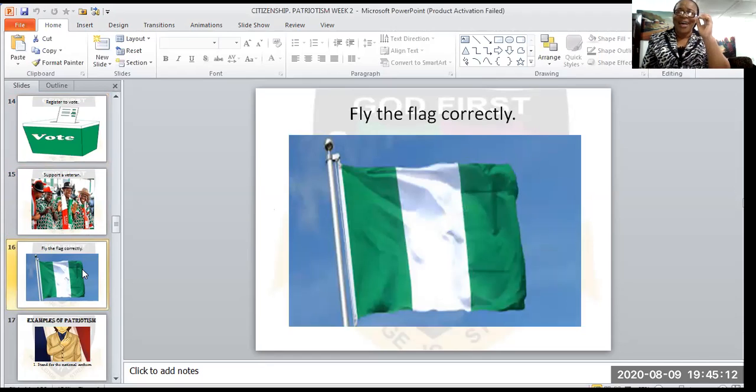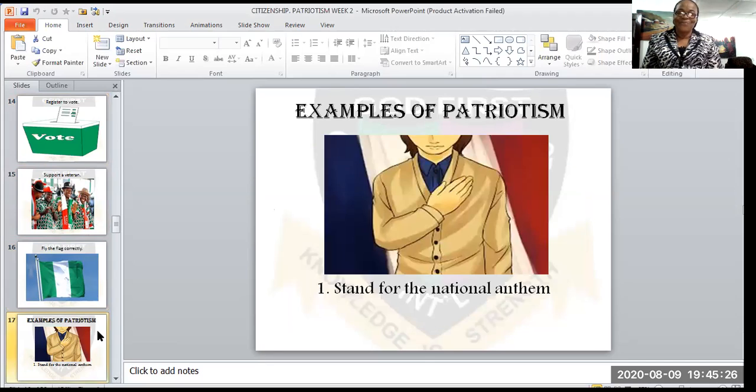We must support a veteran. We must fly the flag correctly. That's why you see offices flying the flag so high. They fly it high. Yes, we must get there. Are we together? So we now talk about examples of patriotism.